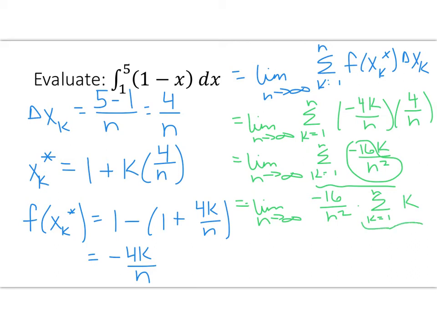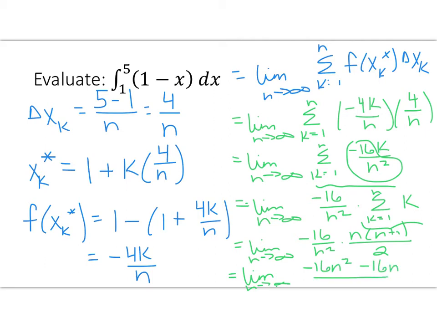And this is a formula. So I have the limit as n approaches infinity of negative 16 over n squared times n times n plus 1 over 2. And as I clean this up, this is going to be negative 16n squared minus 16n all over 2n squared. And now we're just taking our limit.